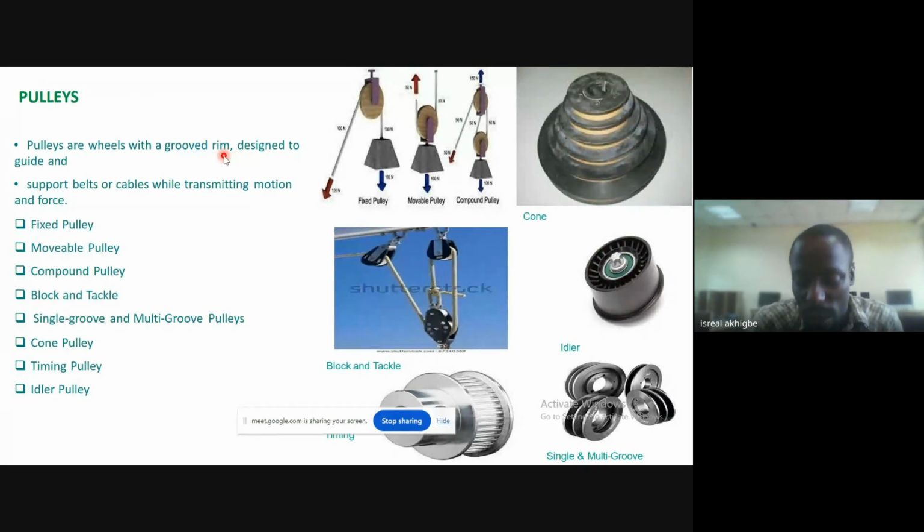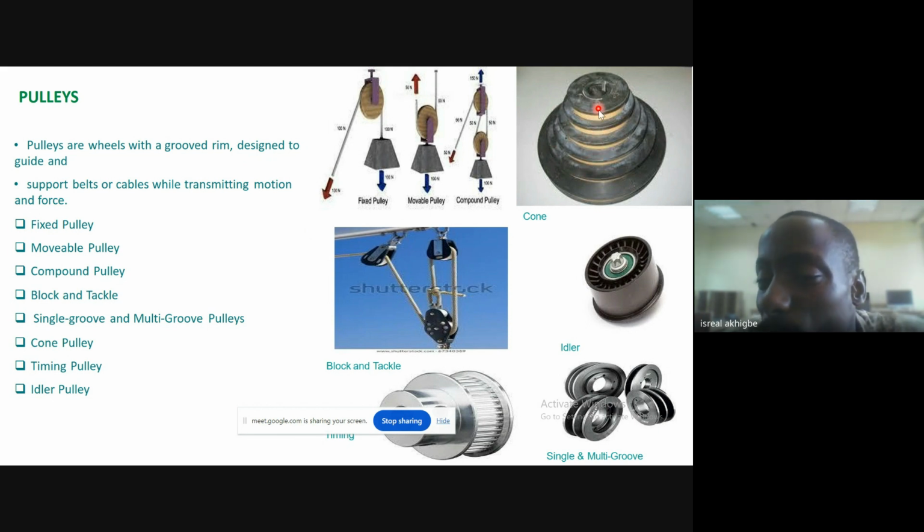Now, block and tackle were used almost at those ancient times. Right now, many of you may not see much of a pulley like this or block and tackle, although they exist, but unlike those medieval times of old, you have block and tackle used more often. Single groove and multi-groove pulley. So this here you see is a multiple groove pulley, or multi-groove pulley. That's what I was talking about.